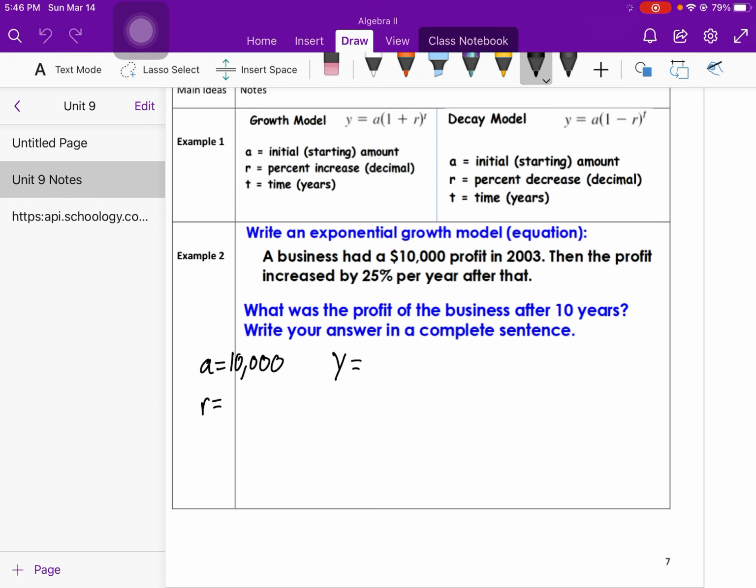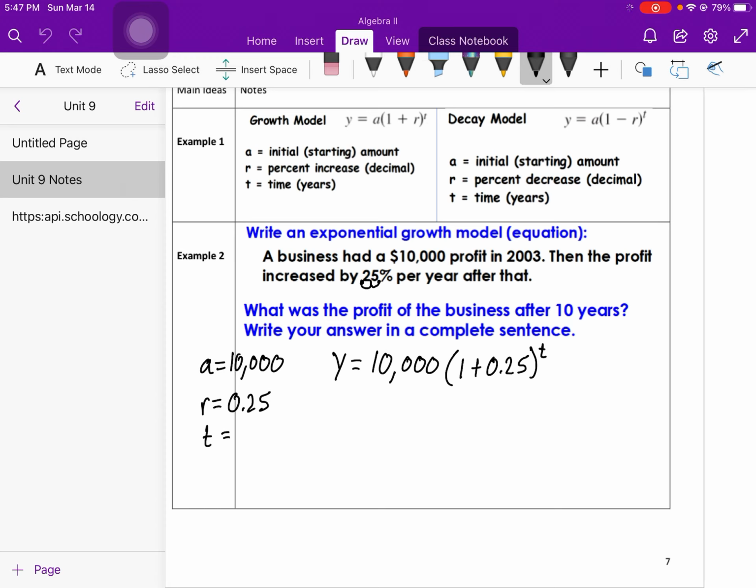And remember, with a percentage in a formula, we want to convert that into a decimal. So we're going to rewrite that as 0.25. Remember, the trick is wherever your decimal place is, shift it over. So the decimal would be here, so we go 1, 2. And that's how you get the decimal version. And then the time for this case, we don't have to worry about just yet. So the general model would be 10,000 times 1 plus 0.25 to the T, because every year it's going to increase by 0.25.